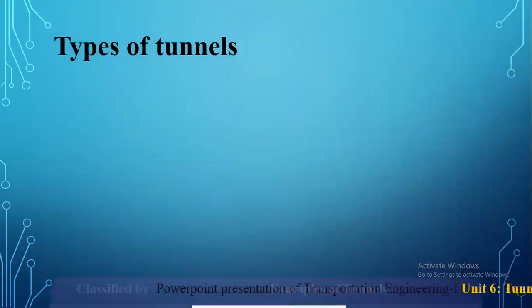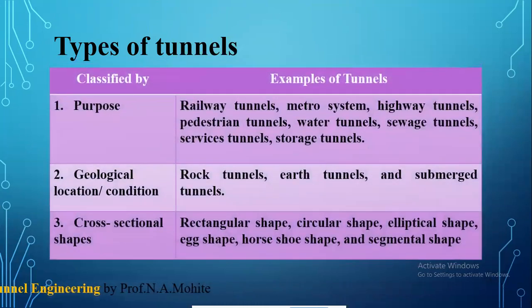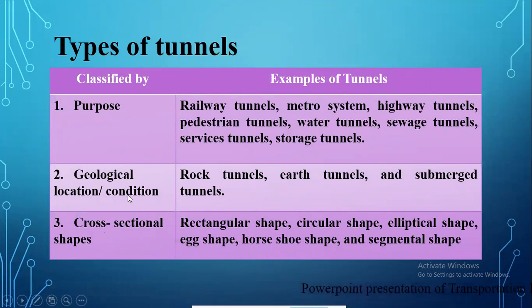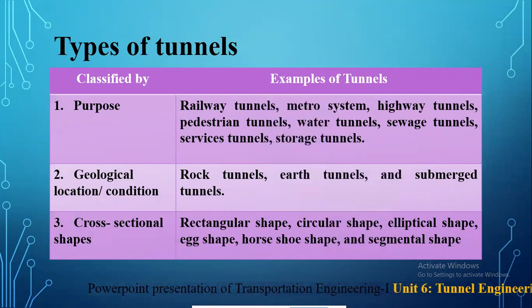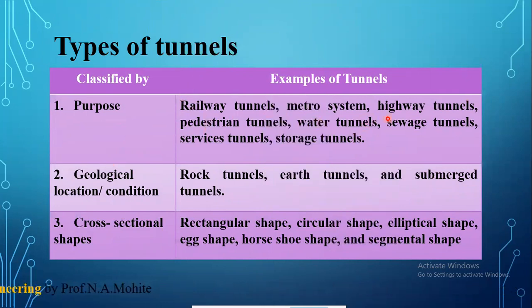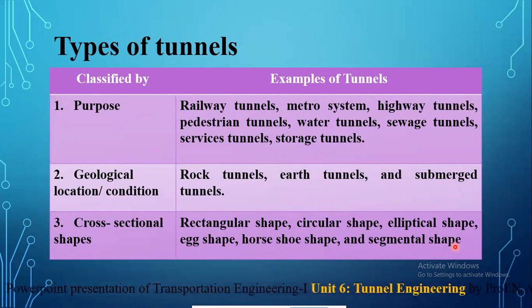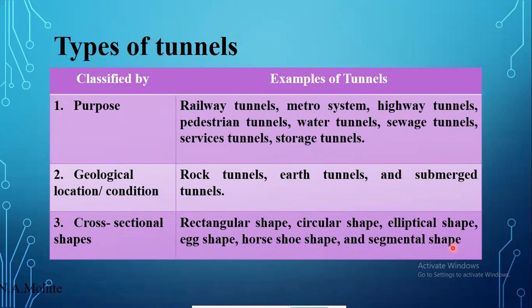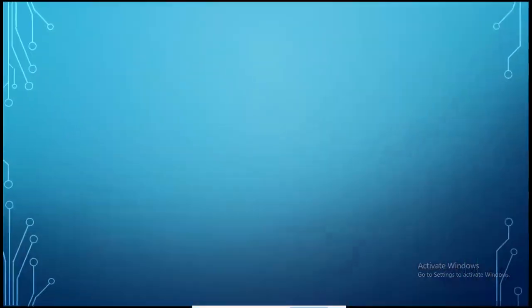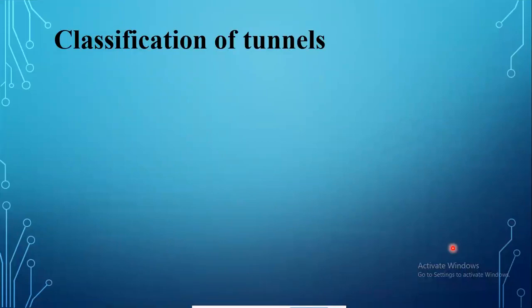Moving to the next part, types of tunnels. They are classified on the basis of purpose, geological location or condition, and cross-sectional shape. Based upon purpose, it might be a railway tunnel, metro system, highway tunnel, pedestrian tunnel, water tunnel, sewage tunnel, service tunnel, or storage tunnel. Based on geological location or condition, it might be a rock tunnel, earth tunnel, or submerged tunnel. Depending upon the cross-sectional shape, it might be rectangular, circular, elliptical, egg shape, horseshoe, segmental, or polycentric. We will see the details of these further, one by one. That was the types of tunnels and how they are classified.